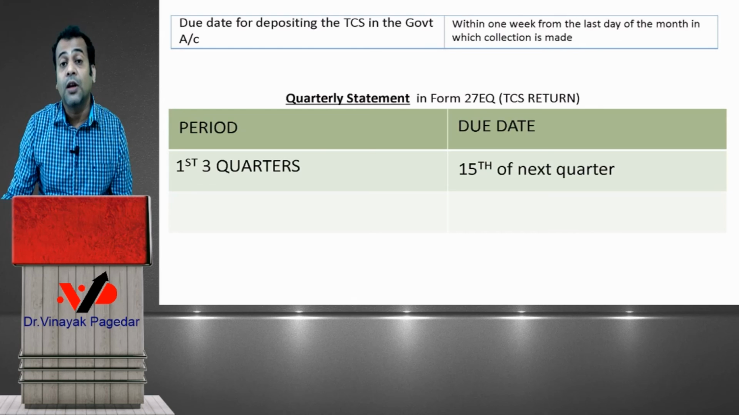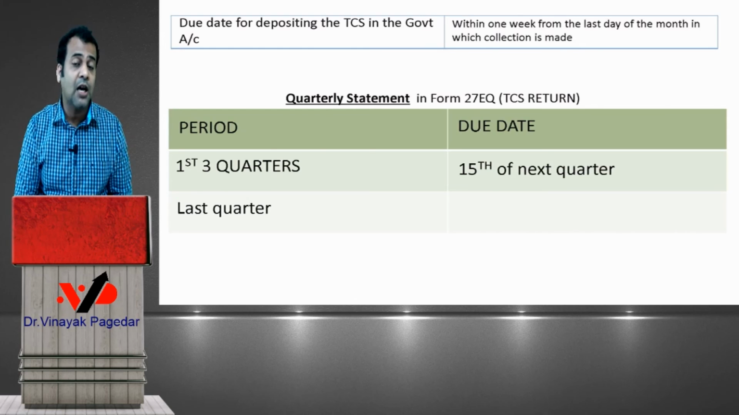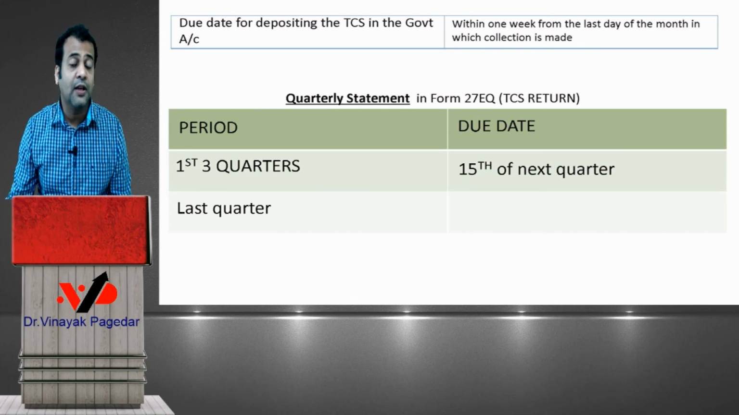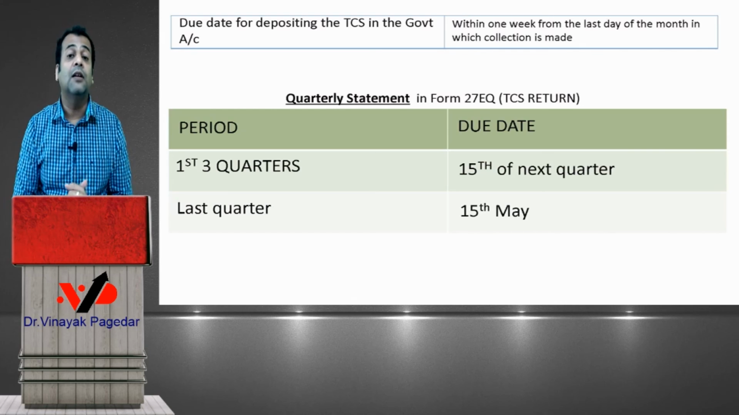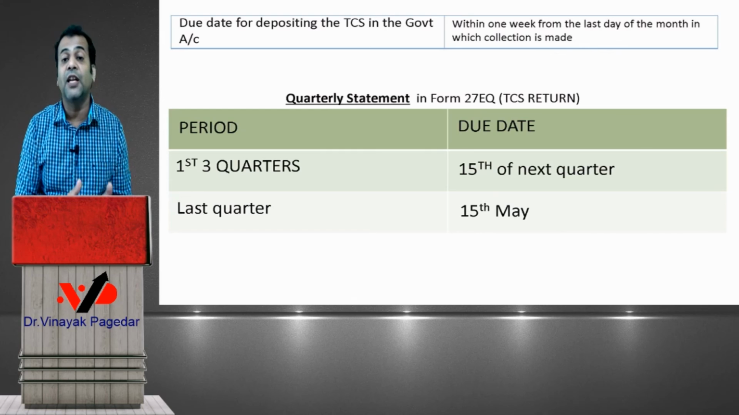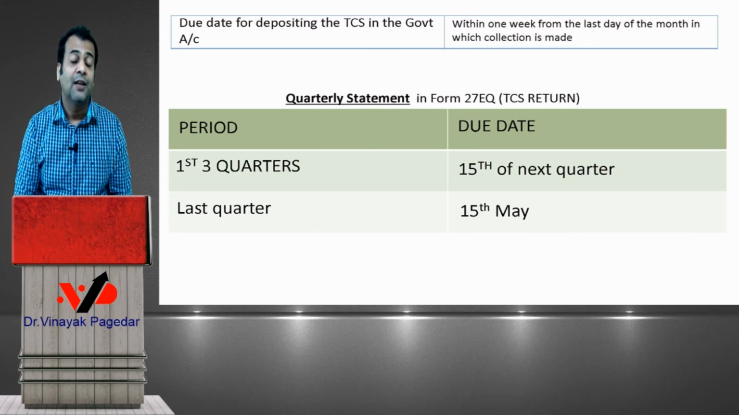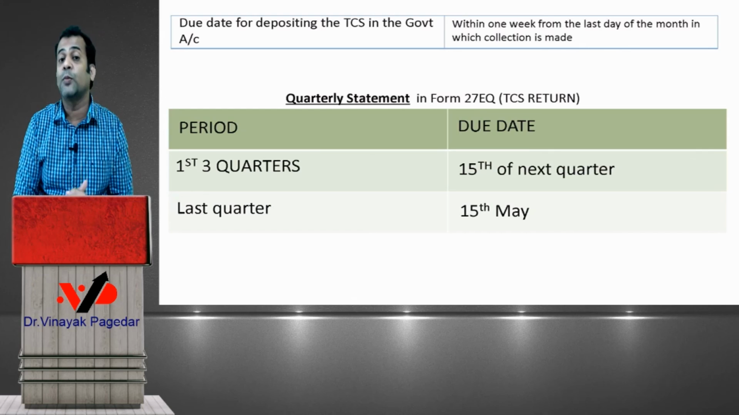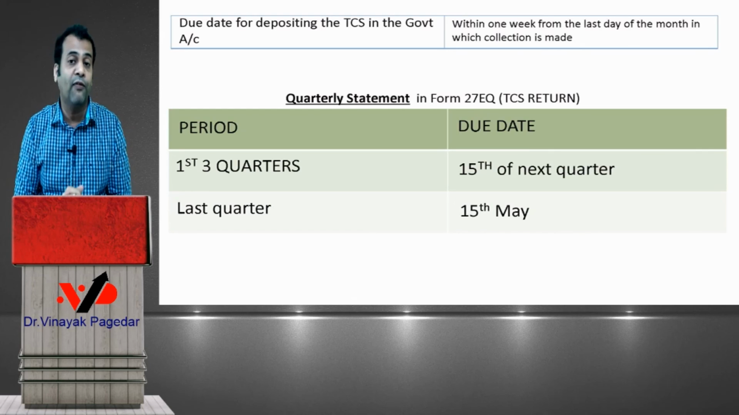But what about the last quarter, that is January, February, March? If the transaction relates to the last quarter, then remember my friends, here the due date is 15th of May. So January, February and March is the last quarter. Any TCS return related to that quarter has to be filed on 15th of May.